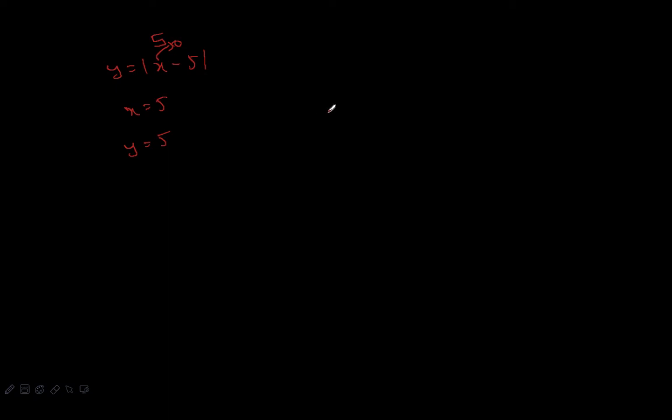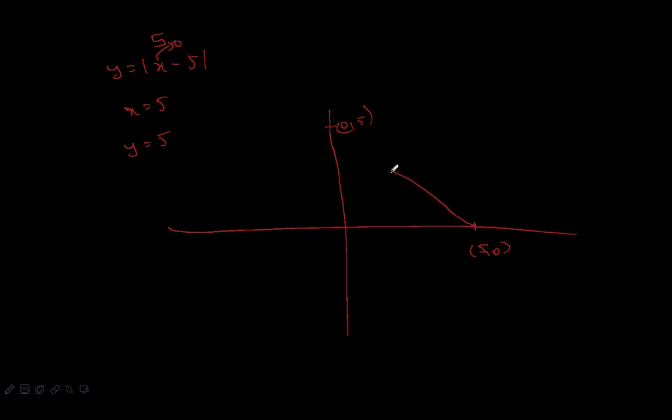Now take the graph and plot the points. It contains 5 comma 0 and 0 comma 5. So it touches this line, so let us draw this line. But this is not the full graph of this equation.